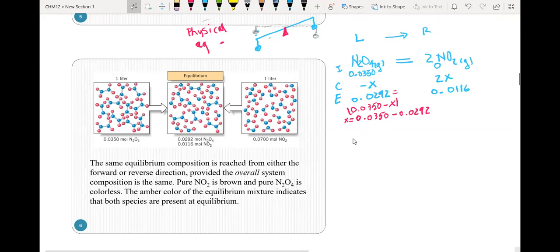So here we have N2O4 gas in equilibrium with 2NO2 gas. So in the second experiment, to demonstrate this behavior of equilibrium, they added initially, look at the arrows here, not here, but here, 0.0700 moles per liter. And that's the initial.